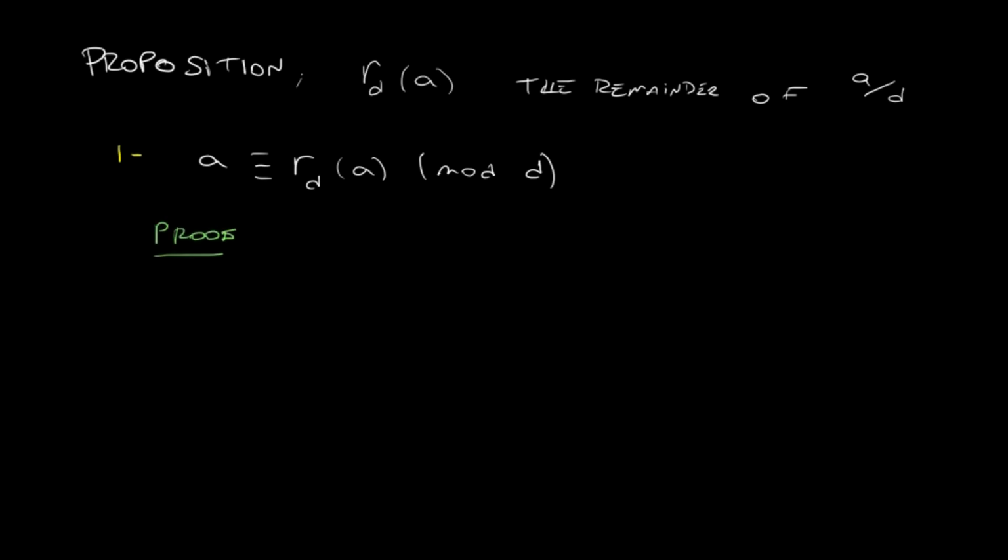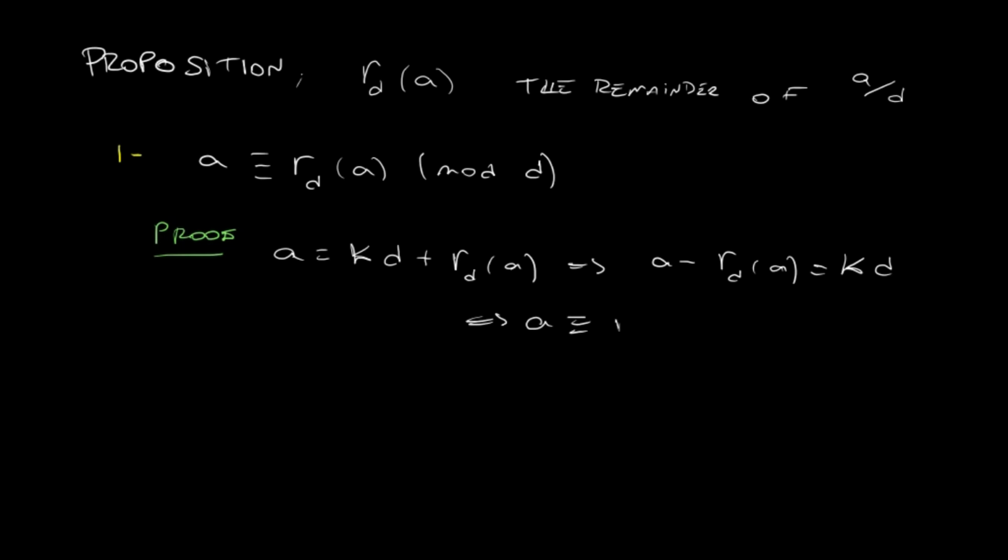Let's look at the proof. Well, by definition, the remainder of A will be the one we get from the algorithm. So we will also find a number k such that A can be written as k times t plus R t of A, the remainder. Then A minus R t of A equals k times t. And this is the definition of congruence. A will be congruent to R t of A modulo t.